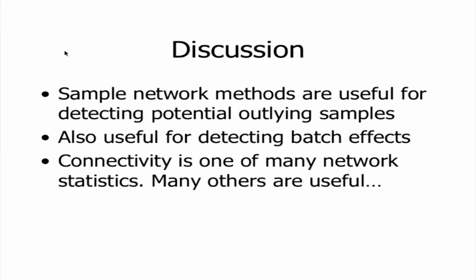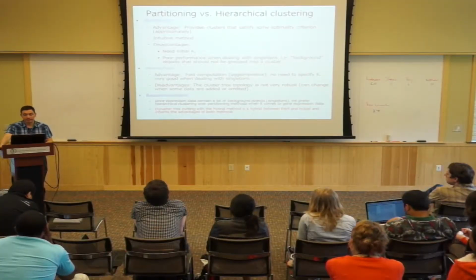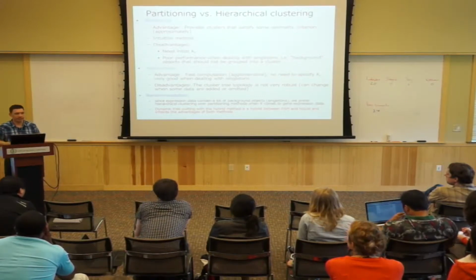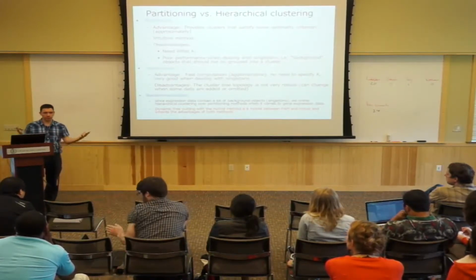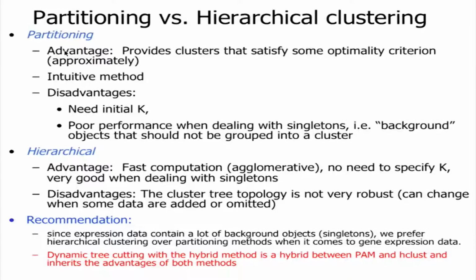All right, just to wrap things up, I reviewed partitioning methods and hierarchical clustering. The advantages of partitioning methods are that they satisfy some optimality criterion, right? You minimize a loss function. They are also very intuitive, while you group things together if they are very similar to each other. And also, what I don't mention here is they actually turn out to be highly robust.